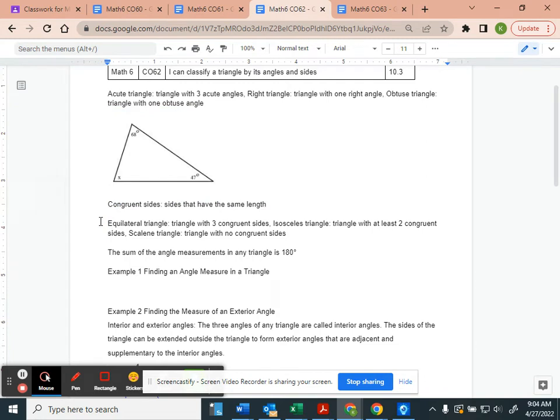All right. So again, our equilateral triangle has 3 congruent sides. The isosceles triangle has 2 congruent sides, and the scalene has no congruent sides.